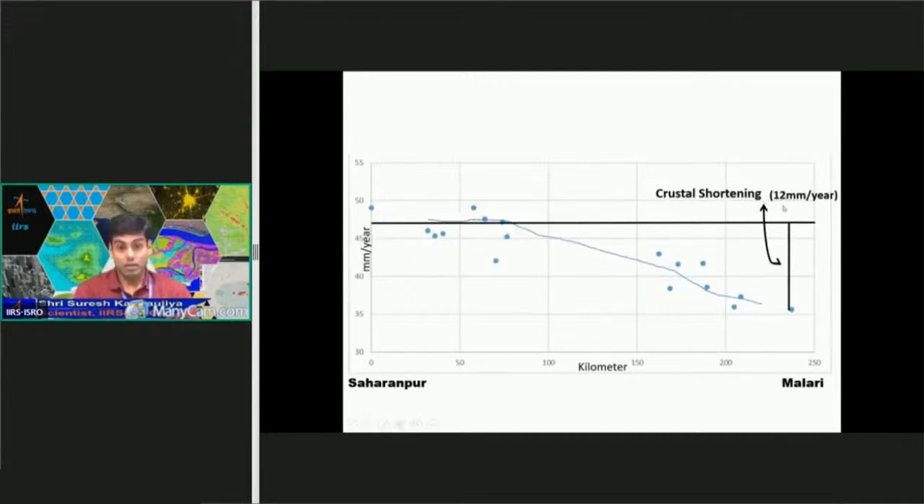And this is the crustal shortening which is happening in the Himalayan region. So we can see it is 12 millimeter per year. This is in Malari, and this is in your Dehradun stations. So 12 millimeter crustal shortening is taking place in the Himalayan region. So it is not releasing the energy. Maybe it is uplifting, or it is contracting, but it is not releasing the energy. The strain is increasing day by day.